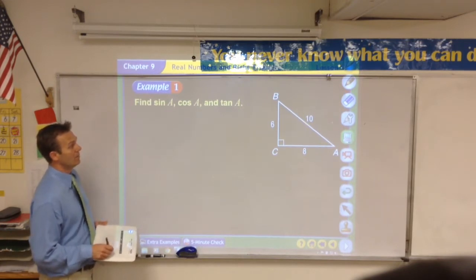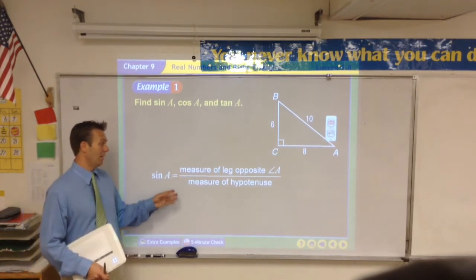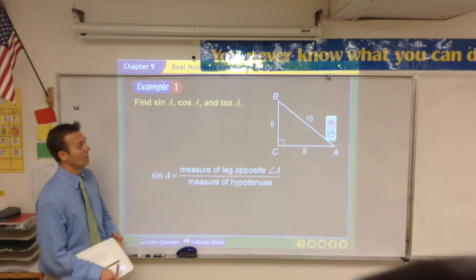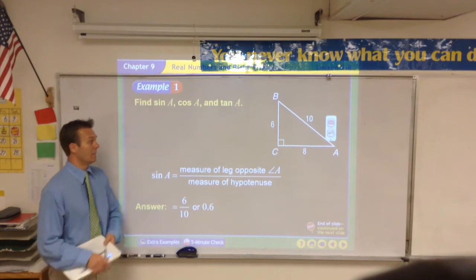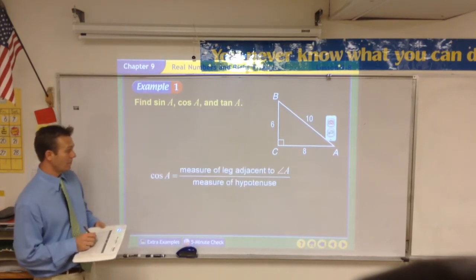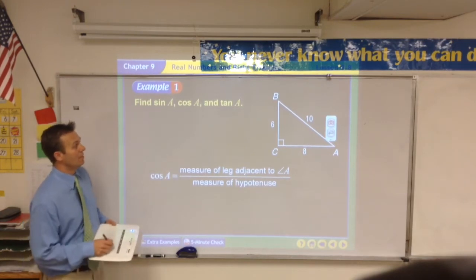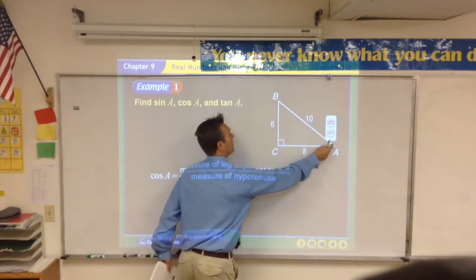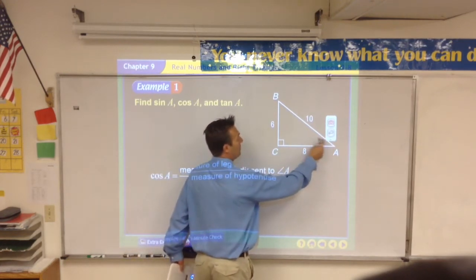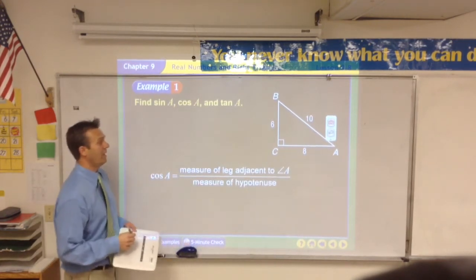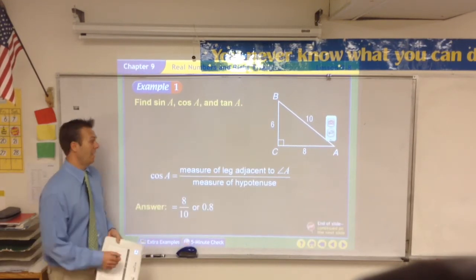So now we'll go to the computer. So measuring the leg opposite angle A and the hypotenuse, if we substitute that in, remember we talked about it, 6 over 10 or 0.6. For cosine, it's the measure of the leg adjacent to A, and the measure of the hypotenuse. Adjacent to A, here is A, it's what's attached to it. Adjacent, attached, they both start with the letter A. That's a good way to remember it. What's attached to the letter A? Well, the number 8 is, and then the hypotenuse we already know is 10. So when we substitute that in, we get 8 over 10.